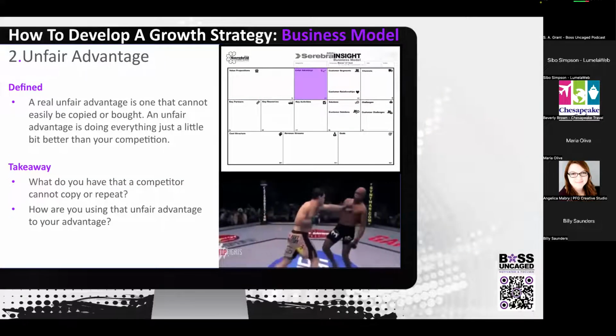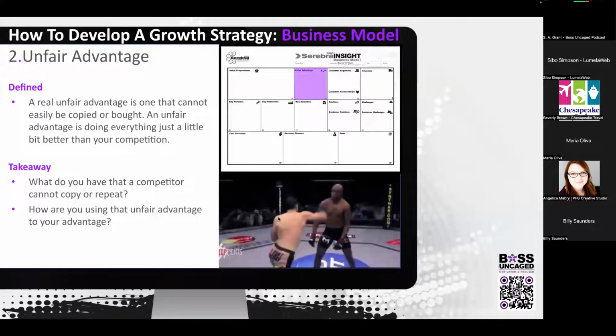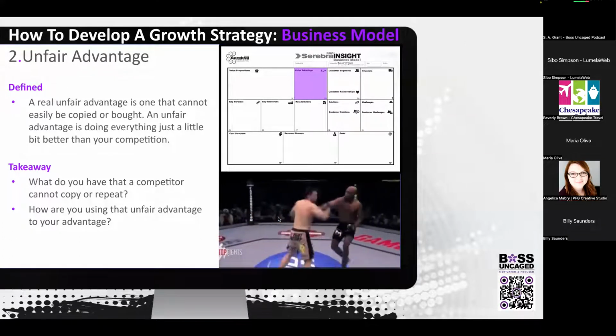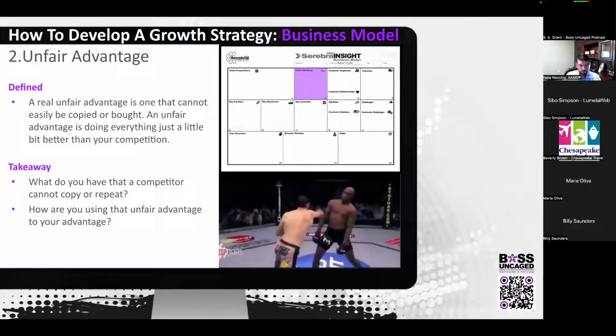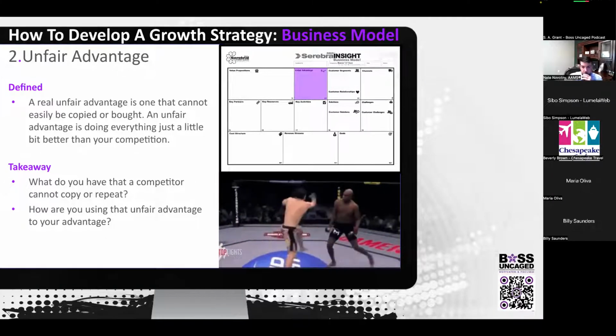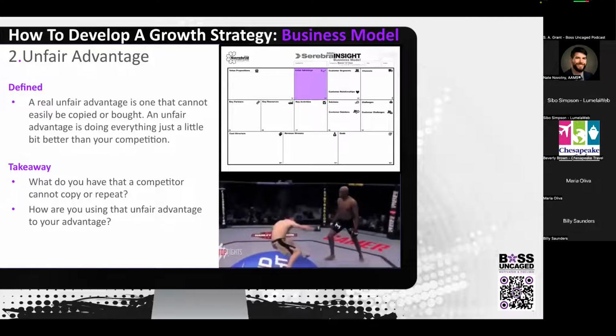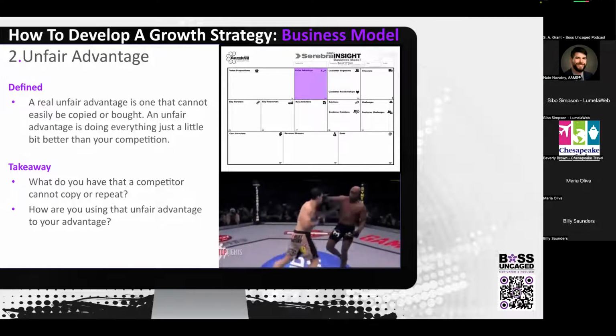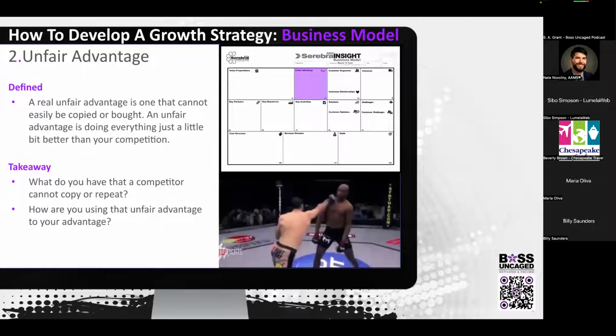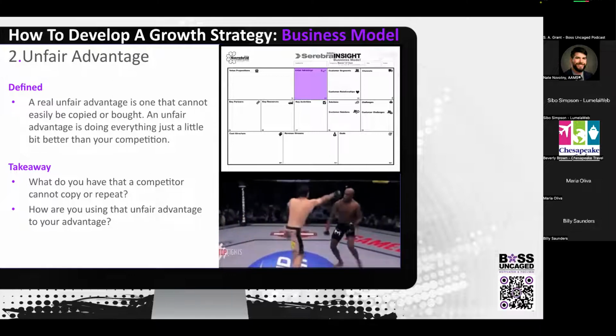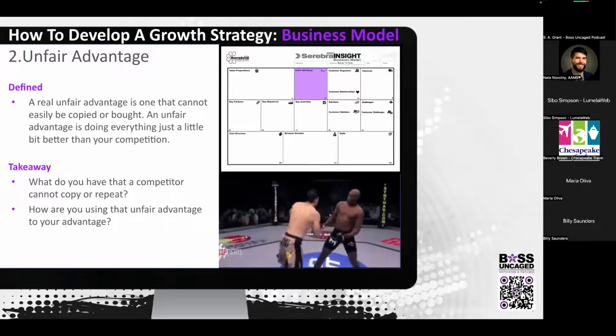Two is an unfair advantage, and an unfair advantage is essentially something that everyone should have. If you have trademarks, if you have patents, you can essentially have things that competitors may not have access to. Competitors may not have your trade secrets. And ideally, the more of these unfair advantages you have, the higher conversion and the better off you're going to be in the competitive market.